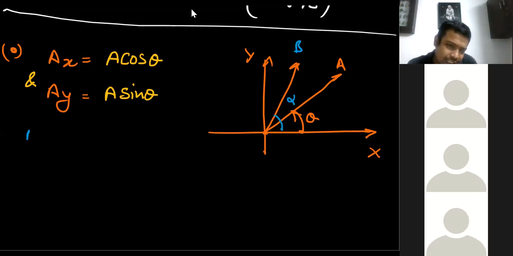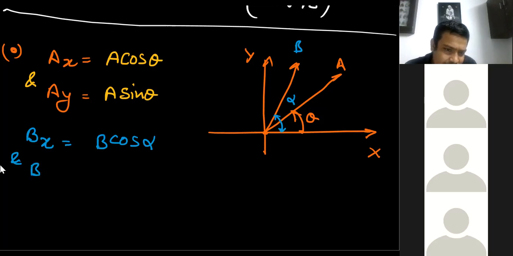So tell me, my dear friends, what is BX? B cos alpha. Very good. And BY is B sin alpha.